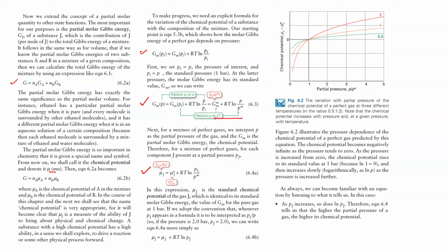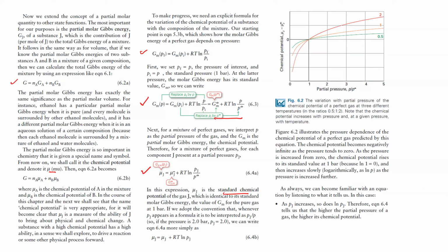And once again, I want you to think of this term that I just wrapped with parentheses as an adjustment factor which corrects from the standard conditions to the conditions we're seeking a solution for. In this expression, mu sub J standard is the standard chemical potential of the gas J, which is identical to its standard molar Gibbs energy, the value of G sub m for the pure gas at 1 bar.